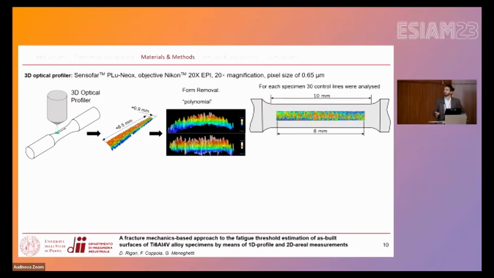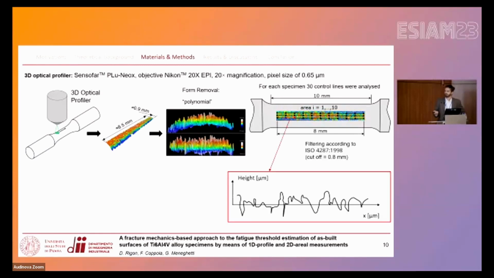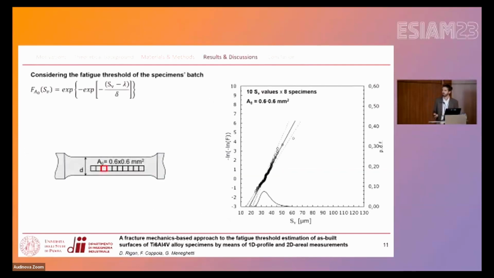From these measurements, we also extracted 3 linear profiles on the gauge length of the specimens for obtaining the RV parameter. And of course, with this parameter, we applied the trick that I explained before to obtain the relevant largest extreme value distribution to be compared with the previous one. So let's have a look at the numbers.